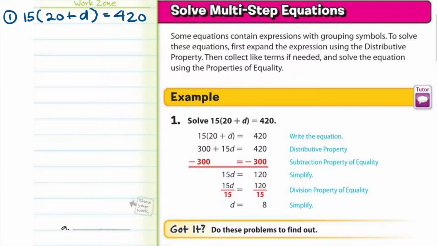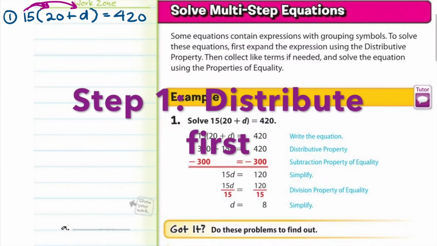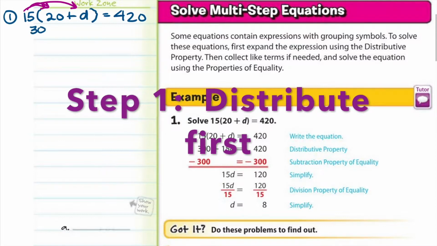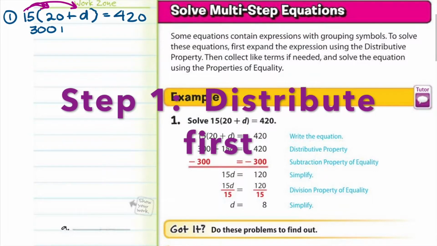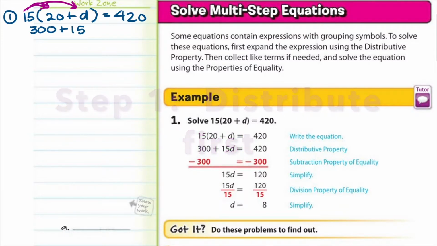Normally, using order of operations, you would do what's inside of the parentheses first, but we don't know what d is, so there's no way to combine those two items together. So 15 times 20, and then 15 times d. So 15 times 20 is 300. 15 times d is 15d. And we are going to leave our equal sign the way it is.